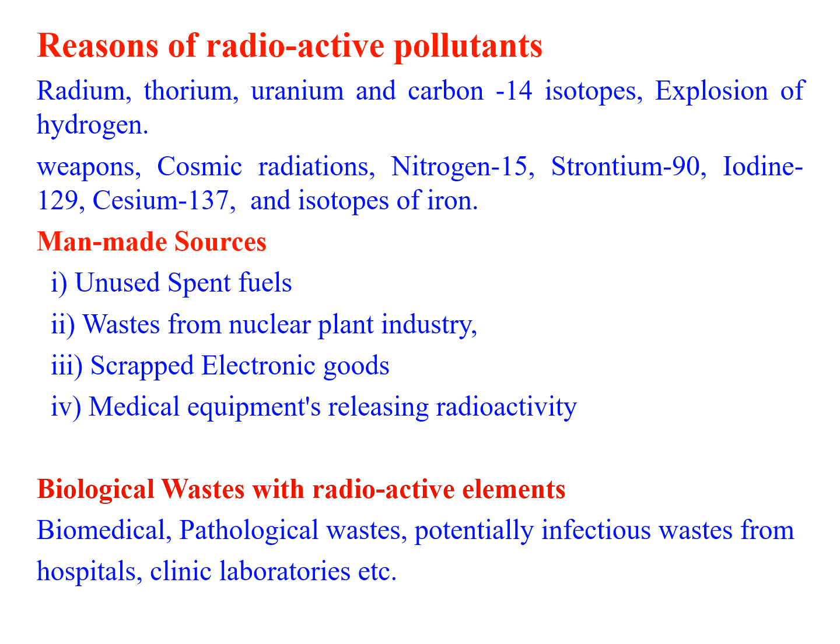Here are the radioactive pollutants: radium, thorium, uranium, and carbon-14 isotopes. These isotopes are radioactive, and also some other isotopes like those of hydrogen, nitrogen-15, strontium-90, iodine-129, cesium-137, and some isotopes of iron. They are all radioactive. Here are some man-made sources of radioactive pollutants.